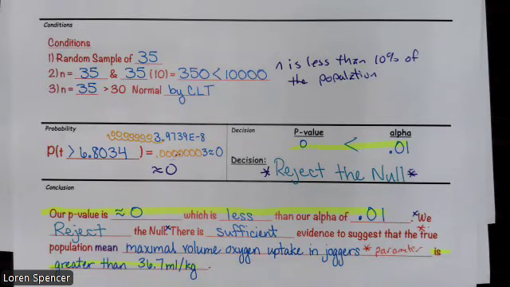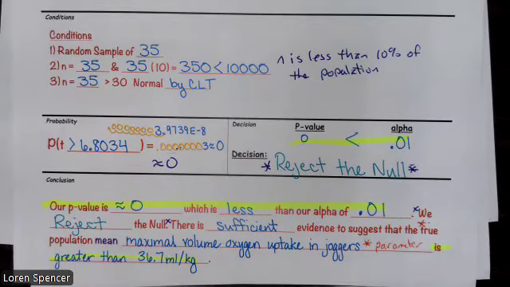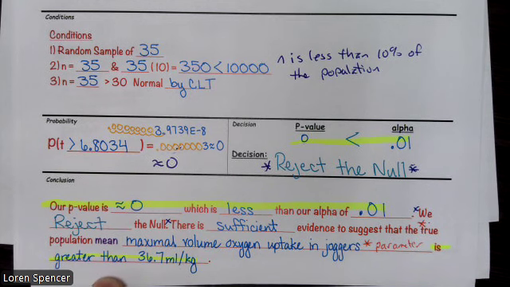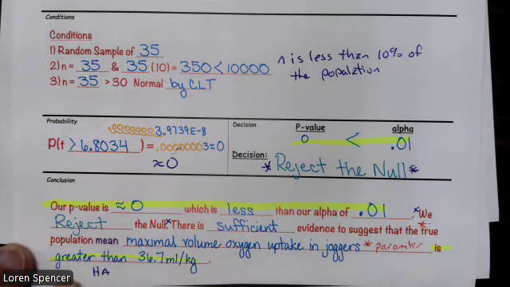So really, the conclusion is a summary of everything. We restate what our p-value is. We compare it to our alpha. We tell our decision whether we reject or fail to reject. We say that there is or there is not sufficient evidence. And then we restate the parameter. And then we restate the alternative hypothesis, because this right here is the restatement of our alternative hypothesis.